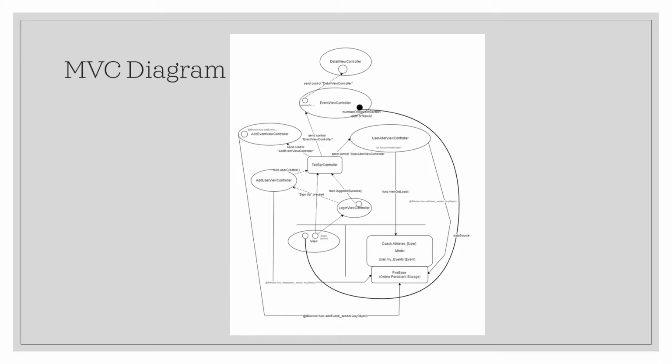The add event controller directly can modify the model because it allows for event creation, as well as the add user view controller modifies the model, and the user alter view controller can also edit the model because they all act upon either the coach athlete being the user or the events being the model.